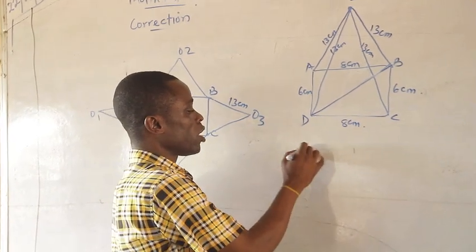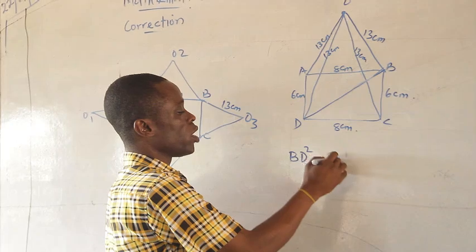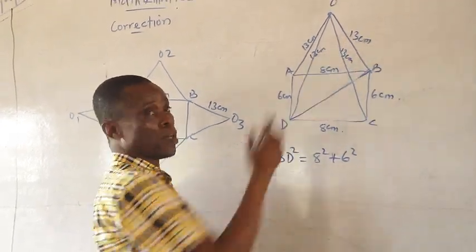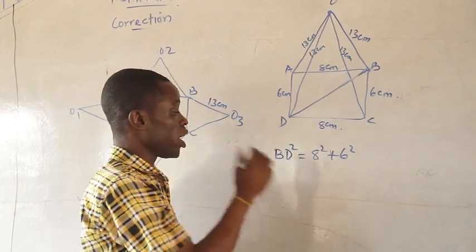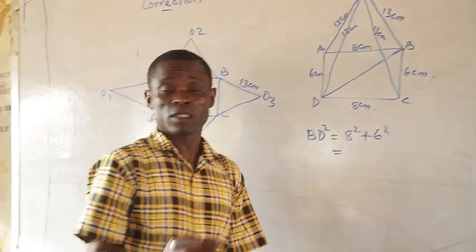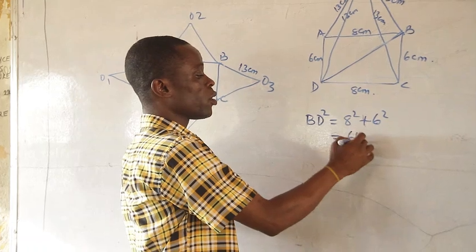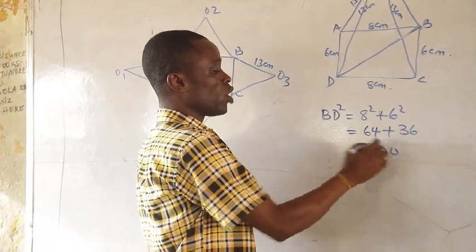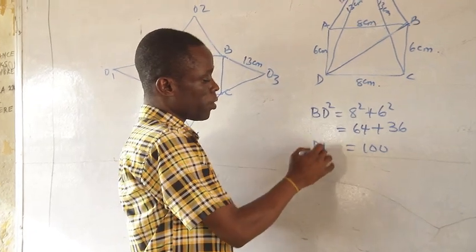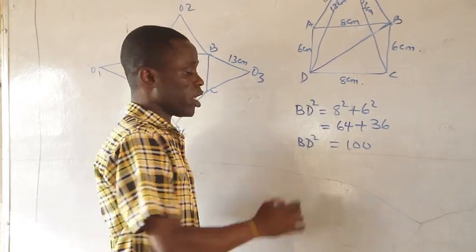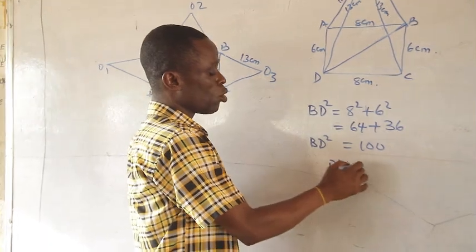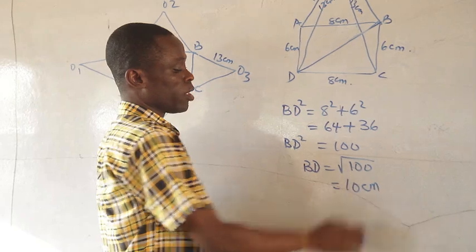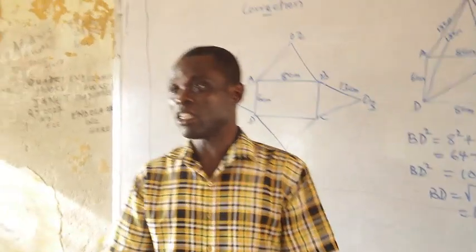So BD squared is equal to 8 squared plus 6 squared, because we have a right angle triangle. What is 8 squared? 8 times 8 is 64. 6 squared is 36. The addition of the two is 100. So BD squared is equal to 100. BD is now equal to the square root of 100, and that is 10 centimeters. So that is the length of that diagonal.